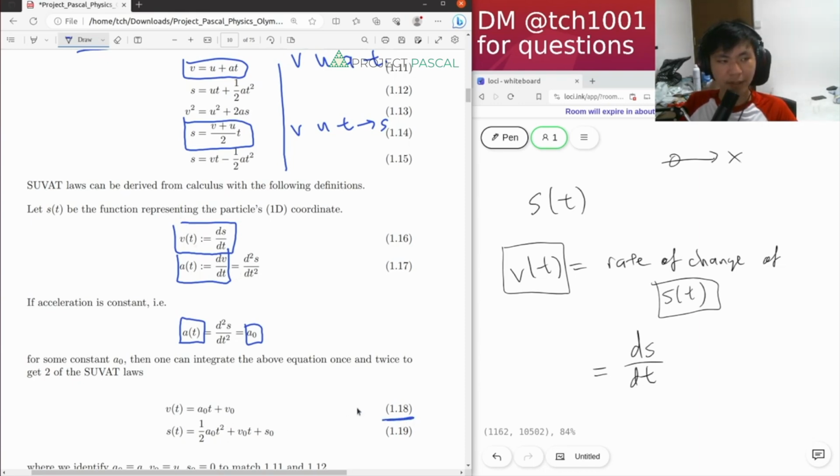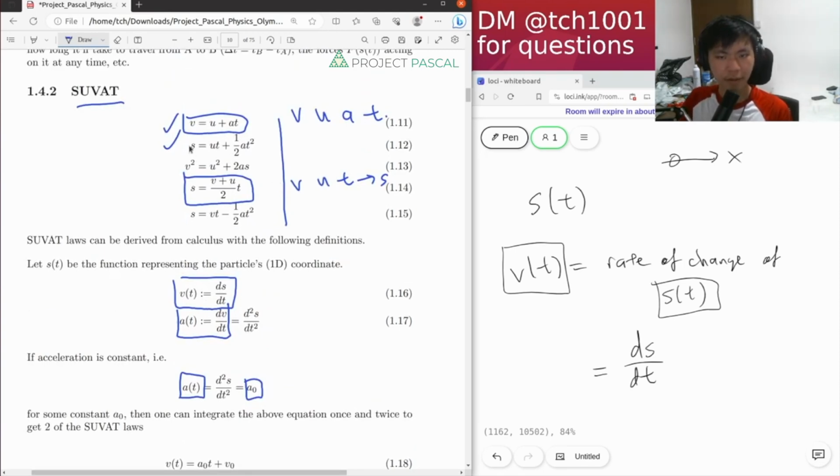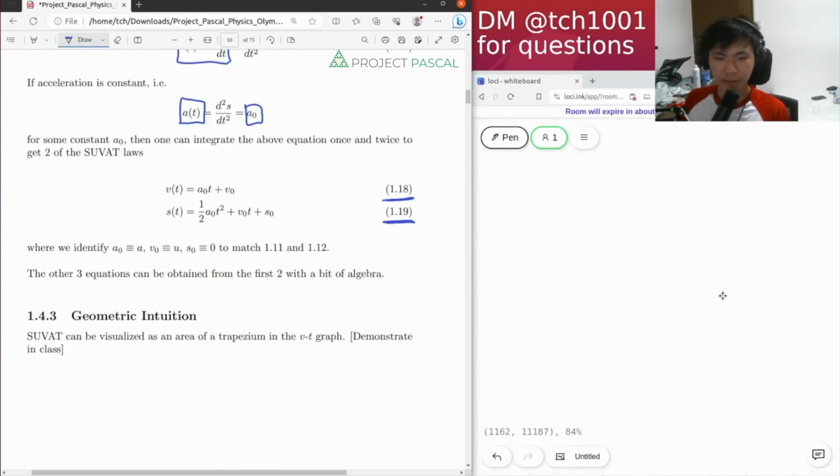And if you know the velocity over time, you can integrate it again to find the displacement over time. And that's given by equation 1.19. Now with that, we've derived equations 1 and 2 from the Suvat equations. It suffices to make a few rearrangements and derive the other 3 from the first 2. However, later, I'll share a very interesting derivation for the third Suvat equation and its relation to the work energy theorem.